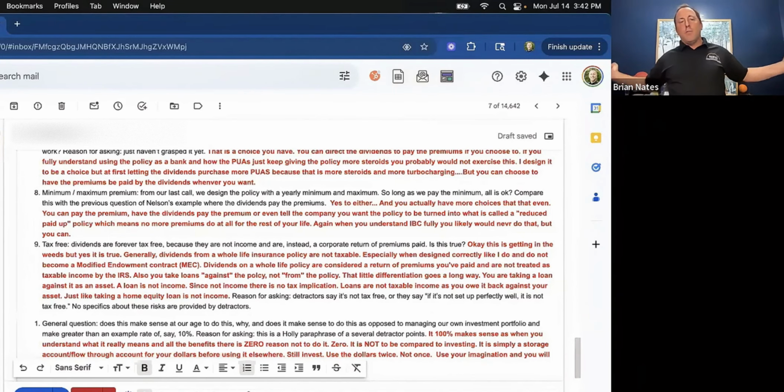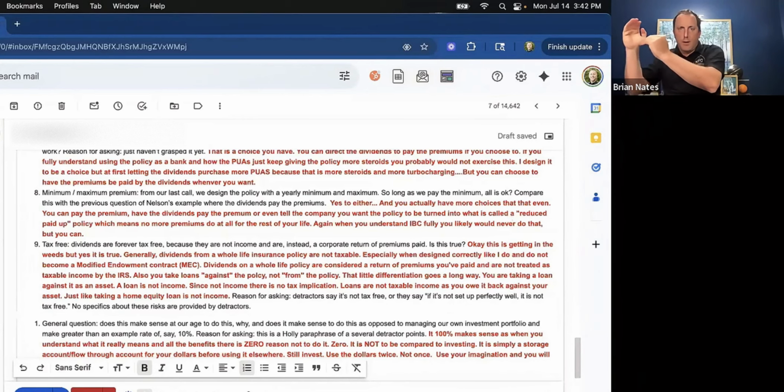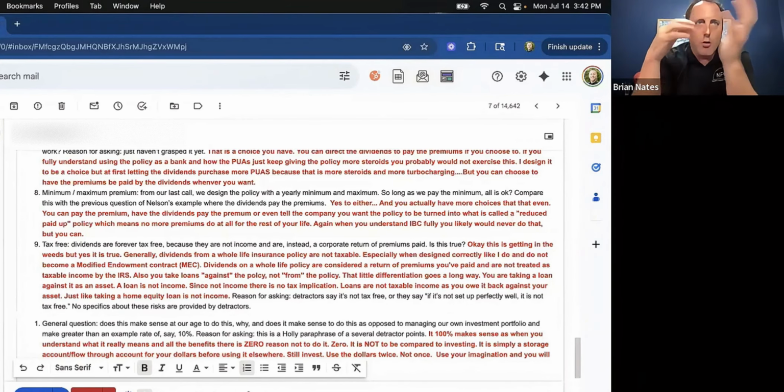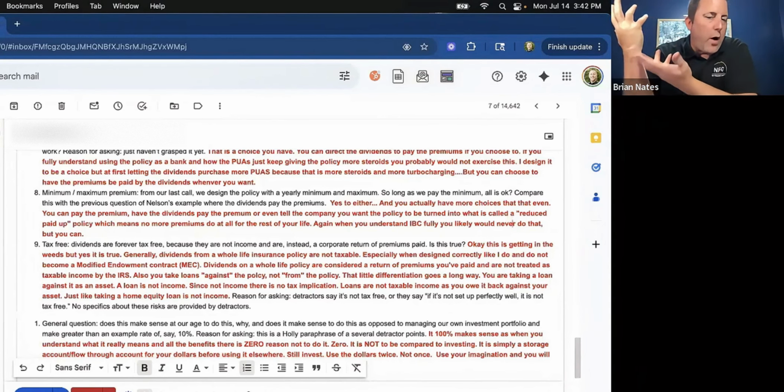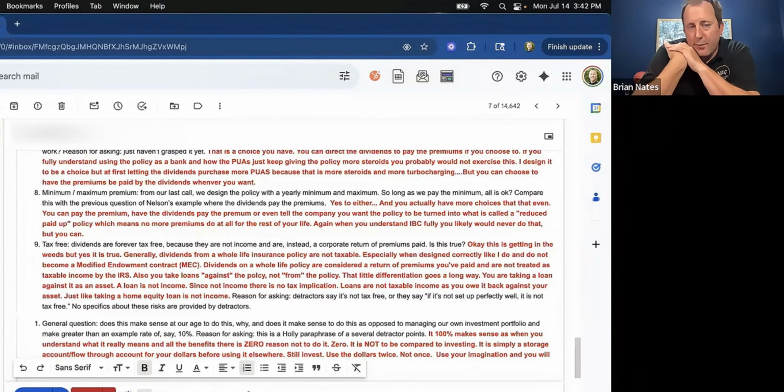If you understand what it means to utilize a policy as a banking source, you probably would never do that. But you can create what's called a reduced paid up policy, which means no more premiums due whatsoever. The death benefit is what it is. It will grow a little bit because of the dividends, but no more influx, which creates less growth. And you don't really want to do that, but you could if you needed to for some reason.